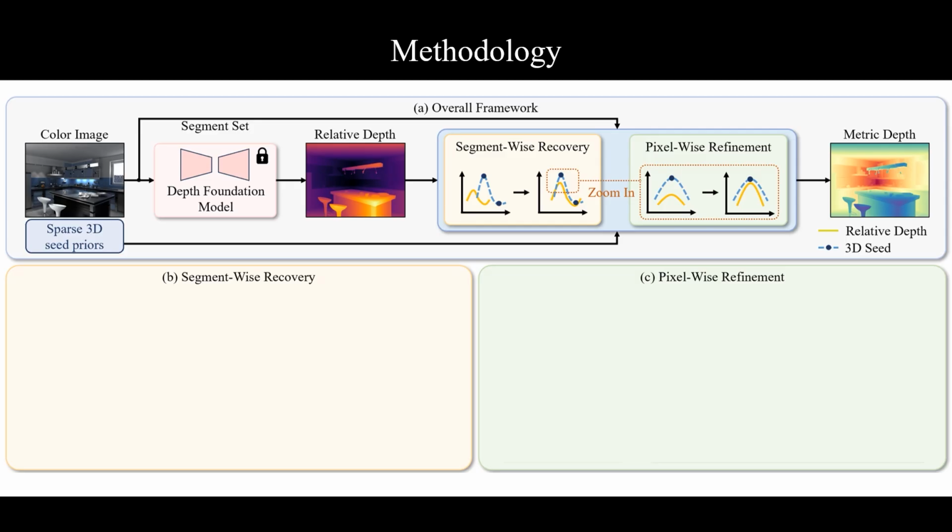Specifically, our method takes relative depth, sparse 3D seeds, and a segment set as inputs and outputs reliable metric depth. We avoid fine-tuning the depth foundation models, thereby preventing potential performance degradation. In the overall framework, segment-wise recovery followed by pixel-wise refinement forms a coarse-to-fine pipeline.